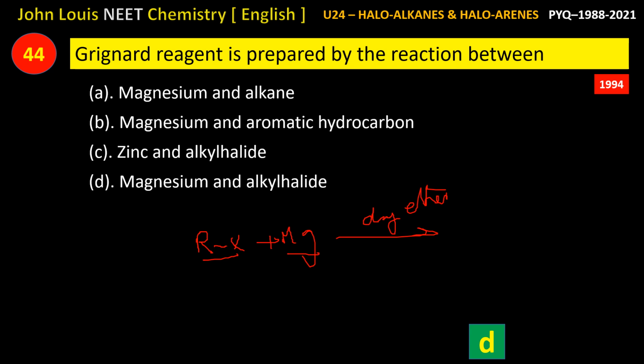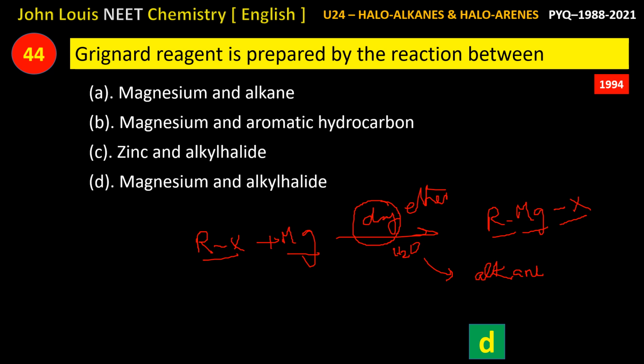This is distilled in the presence of dry ether, and we will get Grignard reagent. When alkyl halide is distilled with magnesium in the presence of dry ether, Grignard reagent is prepared, that is alkyl magnesium halide. Why do we have to use dry ether? If there is moisture, that is nothing but water, Grignard reagent reacts with water to give what? Alkane. That is why the ether we are using should be dry. It cannot have any moisture.